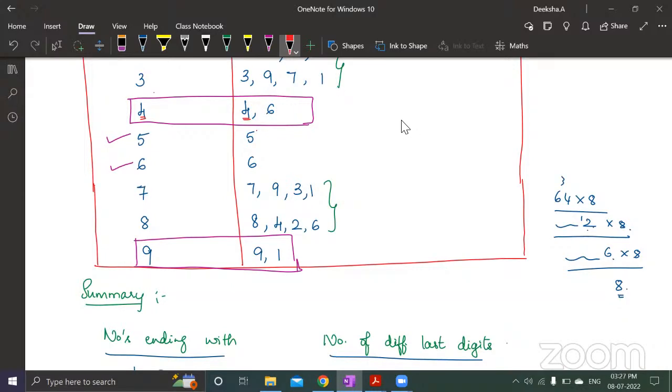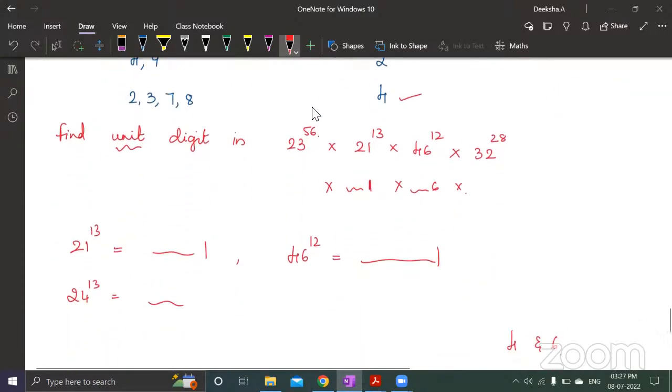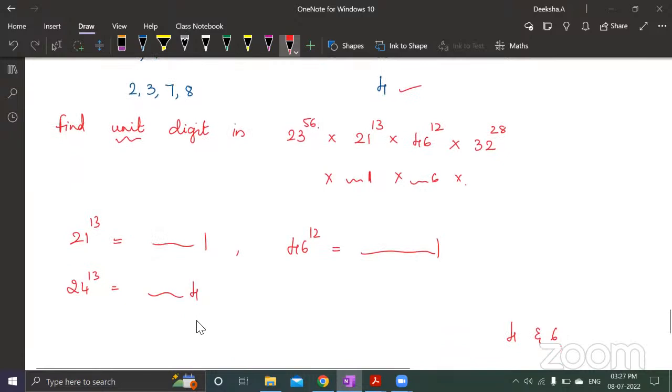So basically, if it's an odd power, I will get 4. If it's an even power, I will get 6. So here it is an odd power, so we get 4. Simple.